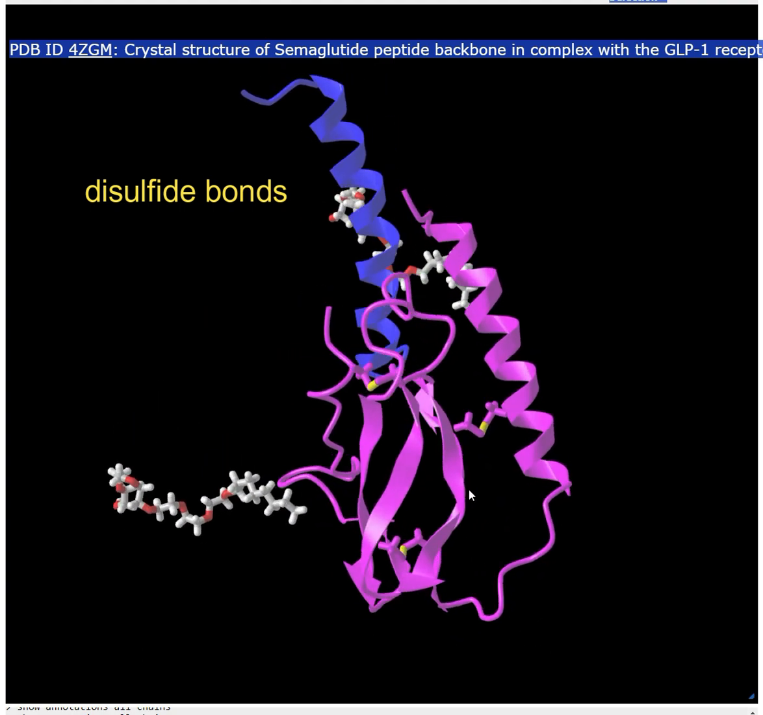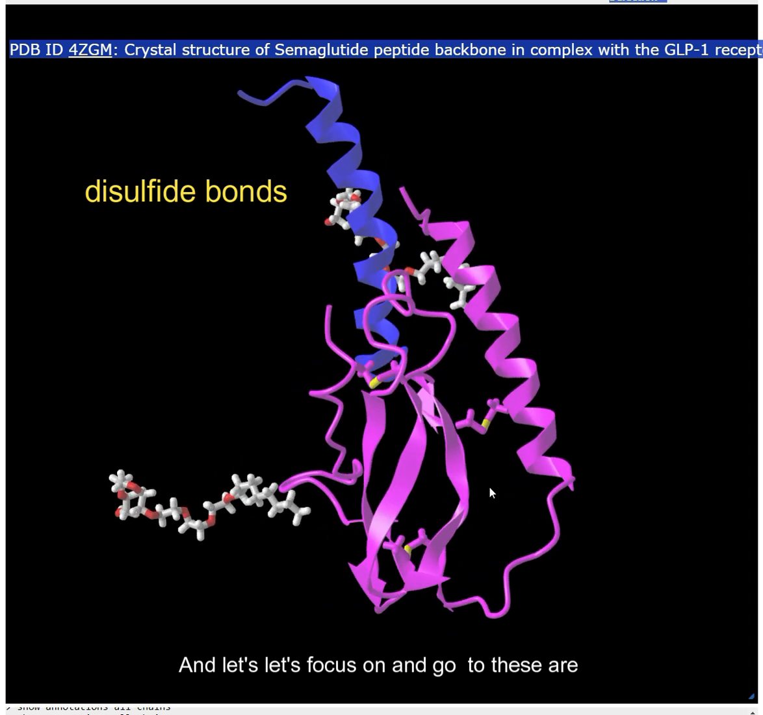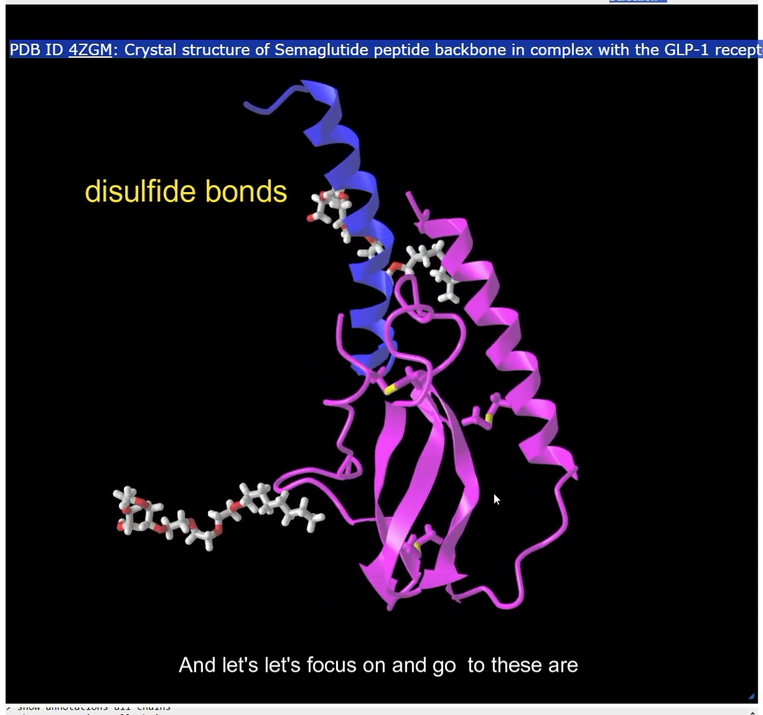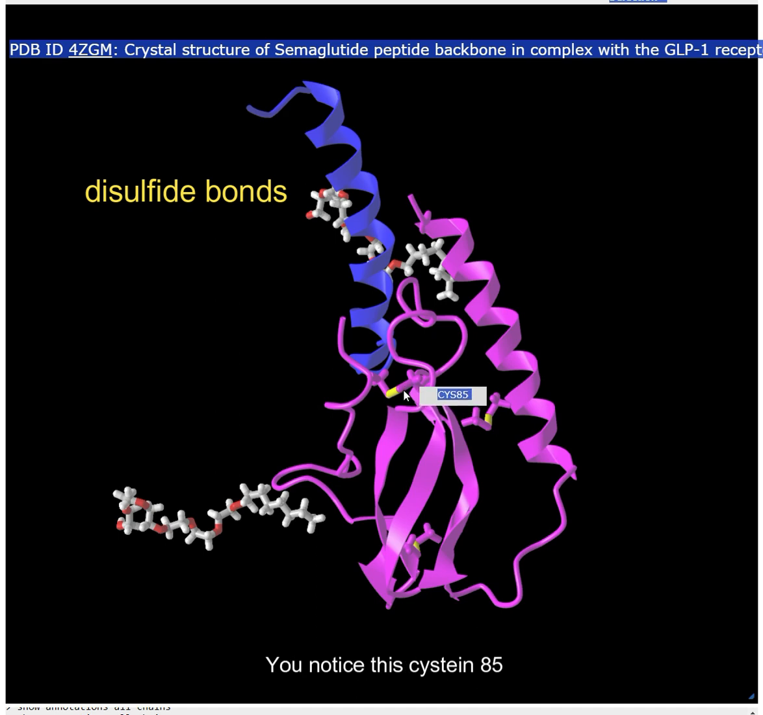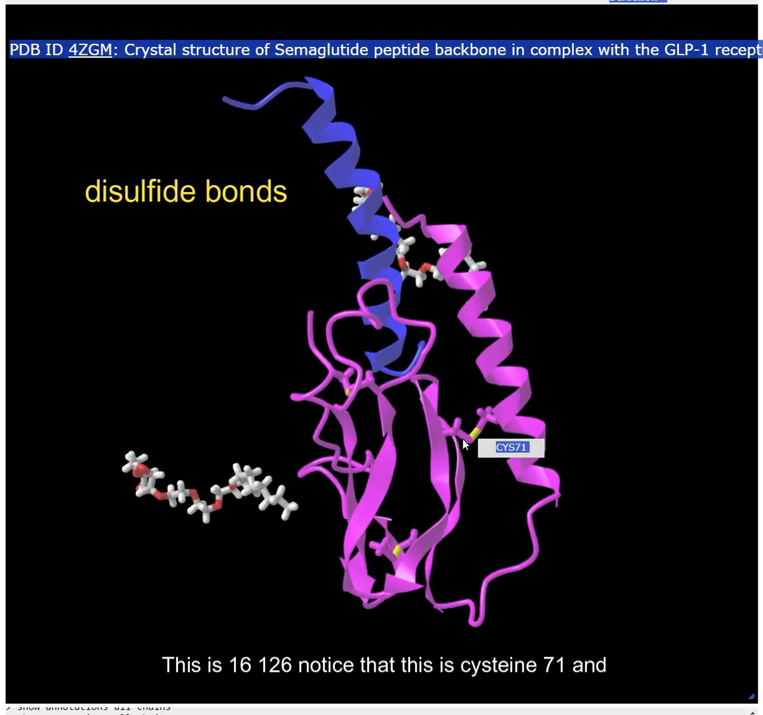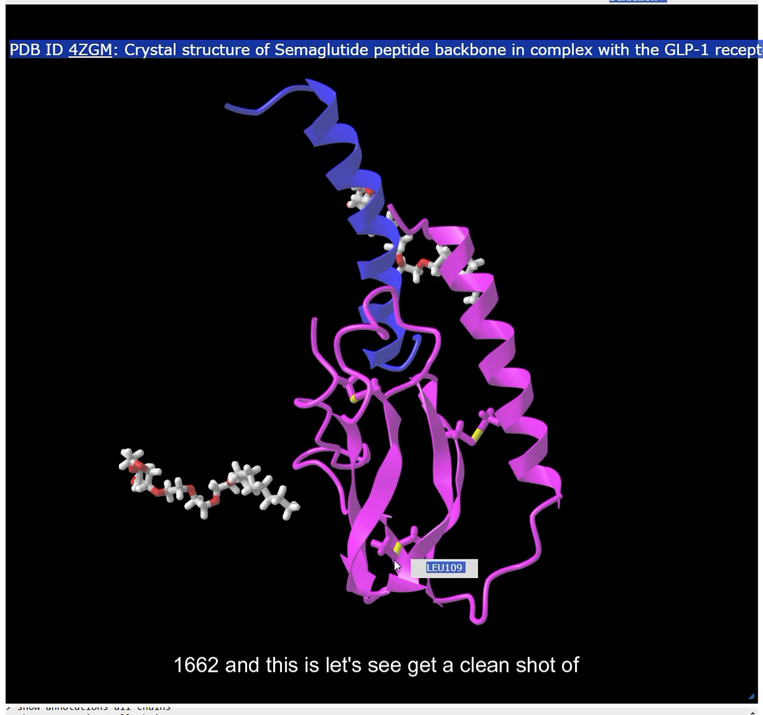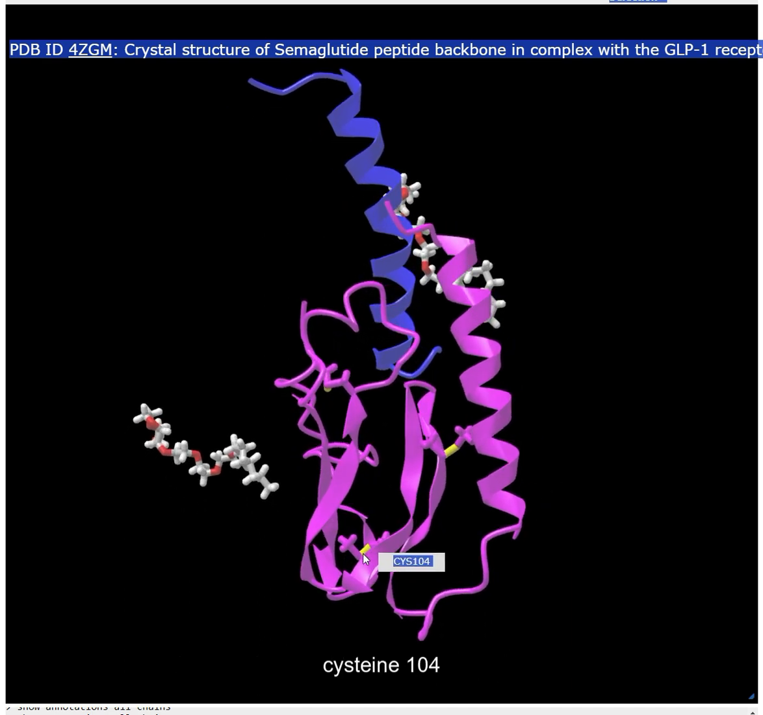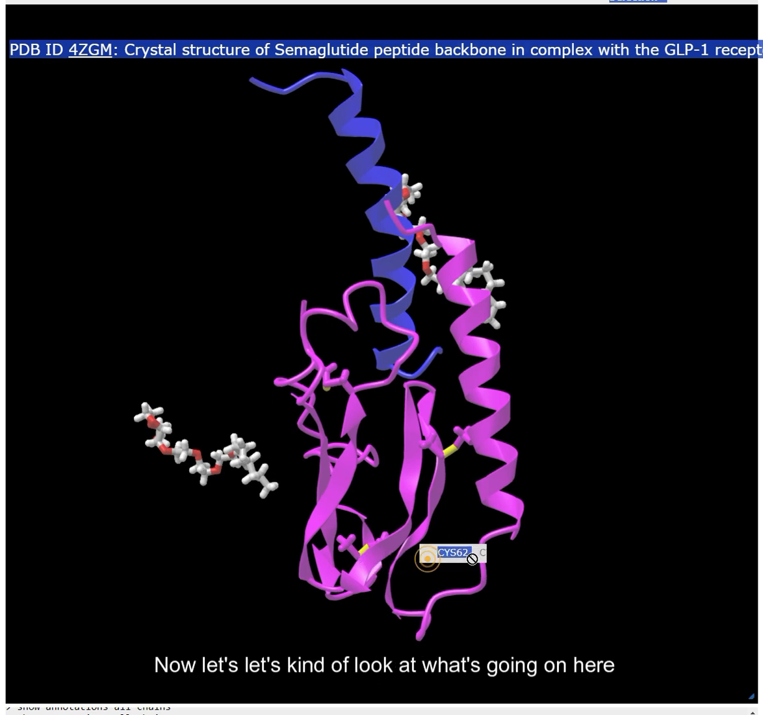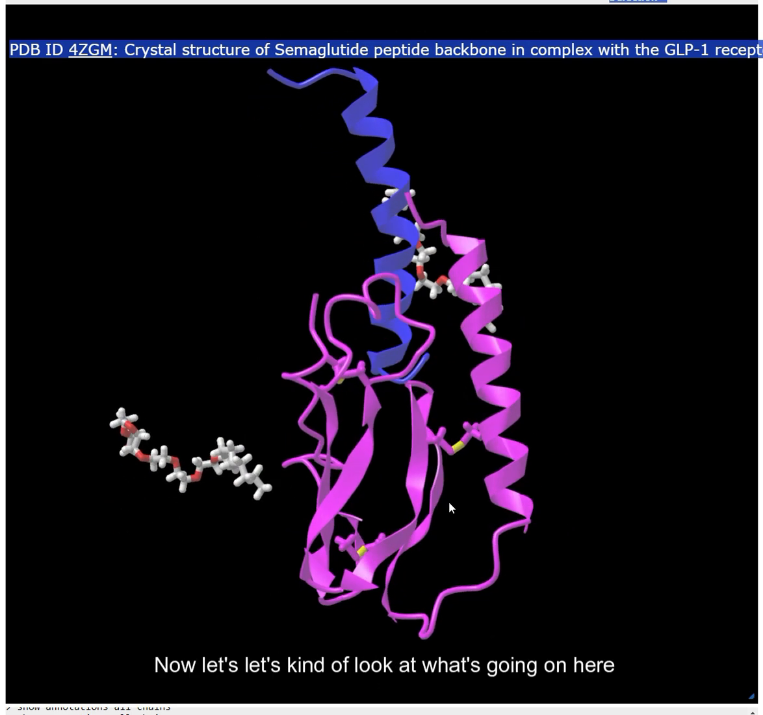And if you look, let's go back to these disulfide bonds. You notice this is cysteine 85, this is cysteine 126. Notice that this is cysteine 71, and this is cysteine 46. And notice that this is cysteine 62, and this is, let's see, get a clean shot of it, cysteine 104. Okay, now let's look at what's going on here.